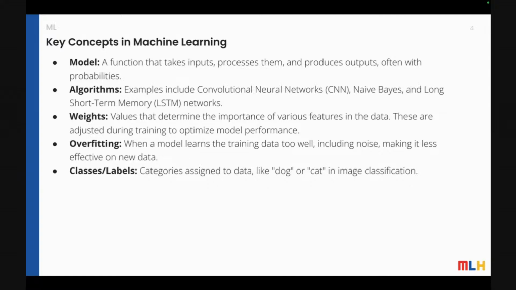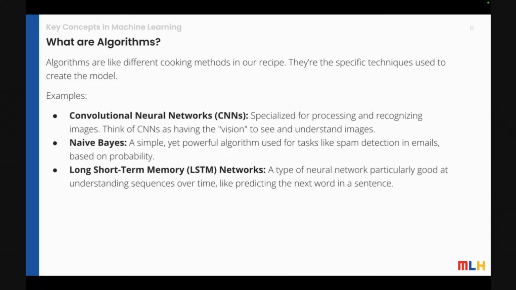Algorithms, some of the examples are CNN, naive Bayes, and LSTM networks. Let's get into it. So what is an algorithm? An algorithm is like different cooking methods in our recipe. They're the specific techniques that we are using to create the model.